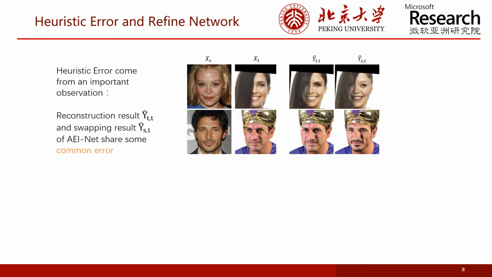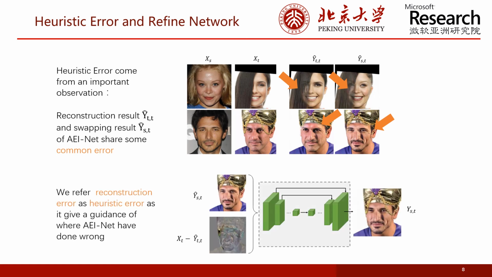The next stage is HEAR-Net, which stands for Heuristic Error Acknowledging Refinement Network. Heuristic error comes from an important observation. The reconstruction result and swapping result of the first stage network tend to make the same mistakes. Like the hair on the woman's face becomes transparent, and the beard on the man's face just disappears. Luckily for us, we know the ground truth when doing reconstruction, which is the target face itself. If we do a simple subtraction between the target face and the reconstruction result, the error region will stand out. That's why we call the reconstruction error a heuristic error, as it gives guidance to the network on what needs refinement.